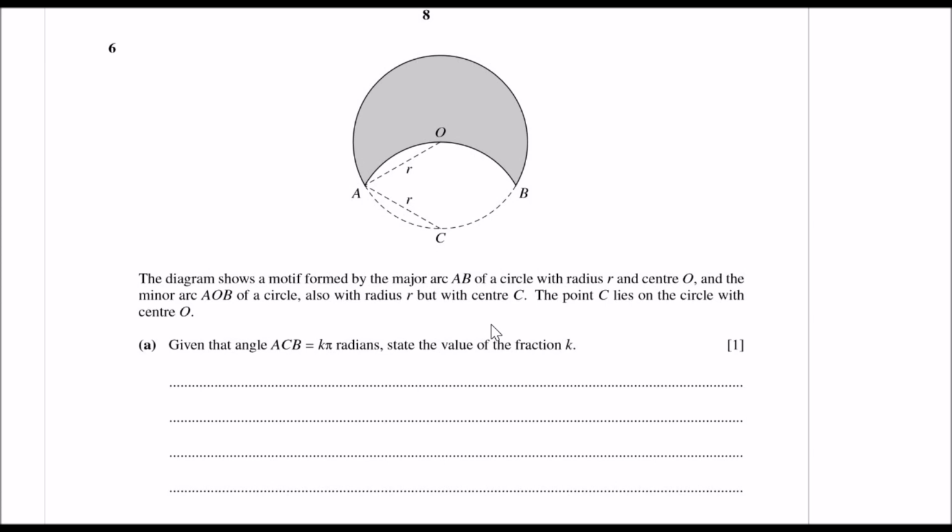Now the point C lies on the circle with center O. Given that angle ACB equals k pi radians, state the value of the fraction k. So we need to find the value of k, which should be a fraction. That is what they have indicated. So you are not supposed to write in decimal. Okay, so let's try to understand this.